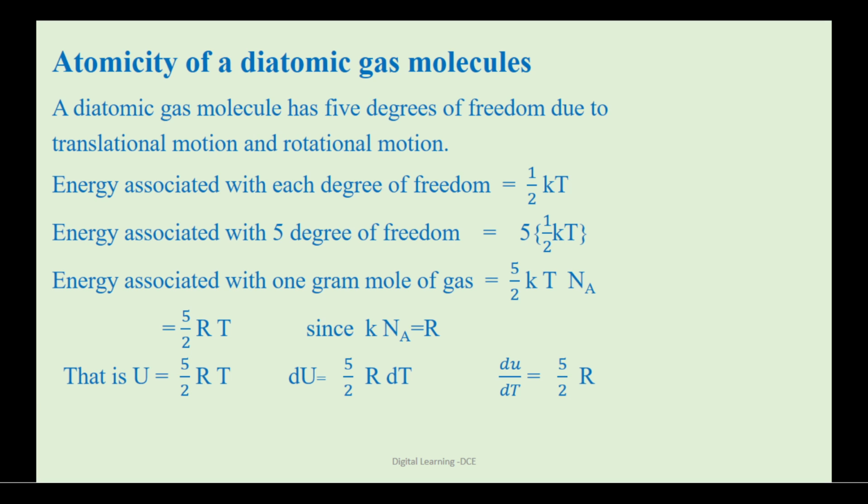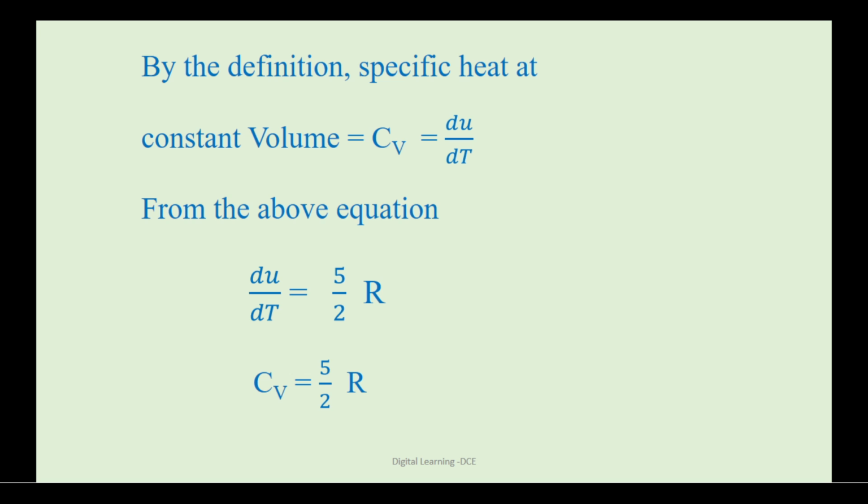On differentiating this equation with respect to T, we get dU is equal to 5 by 2 R into dT. Then on rearranging the terms, we get dU by dT is equal to 5 by 2 into R. Here, the term dU by dT represents the Cv value, that is the specific heat capacity of gas molecules at constant volume. Substituting, we get the value of Cv equal to 5 by 2 R.